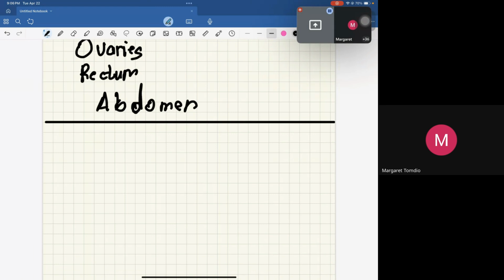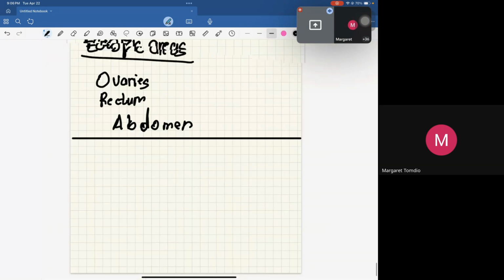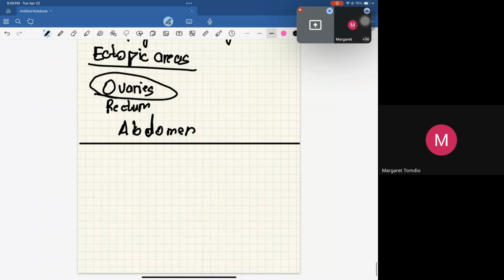So there will be pain during menstruation, which will be known as dysmenorrhea, as well as pelvic pain. And when it affects the ovaries, ovulation won't occur properly, and when it does not occur properly, it will lead to infertility.